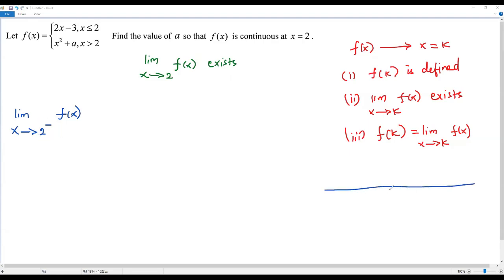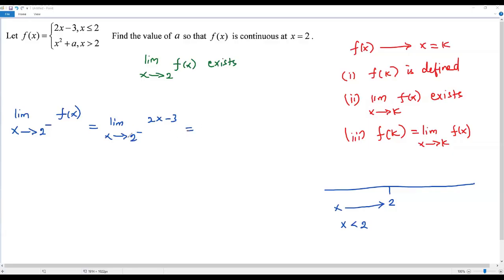Let me draw a number line over here. Here I have taken 2. So x approaches 2 from its left side. When x approaches 2 from its left side, all the values taken by x will be less than 2. Now we have to consider the piece of f(x) where x is less than 2, so we plug in 2x minus 3 for f(x). So the limit as x approaches 2 minus of 2x minus 3. This negative sign does nothing to the calculation. It just indicates that x approaches 2 from its left side.